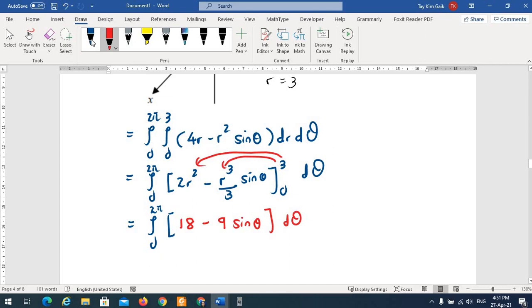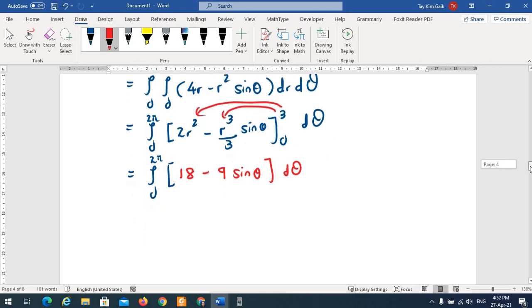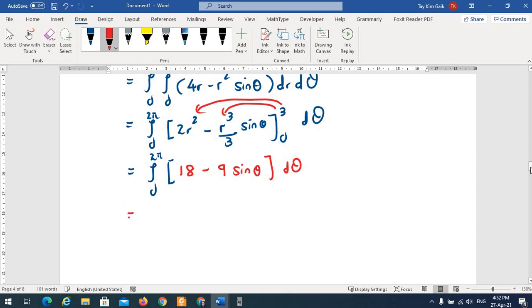Then lastly, you integrate with respect to theta. So this one we have 18 theta minus 9. Integrate sin: integrate negative sin theta, you get positive cos theta plus c. So that's why you get plus 9 cos theta, from 0 to 2 pi.